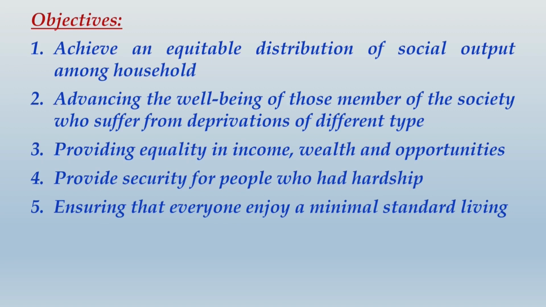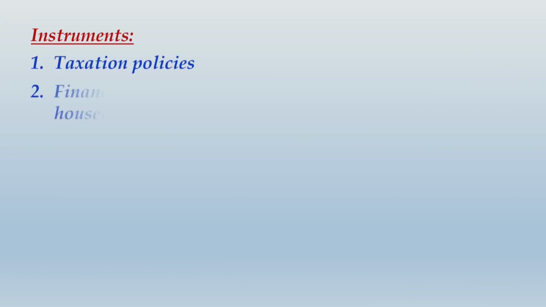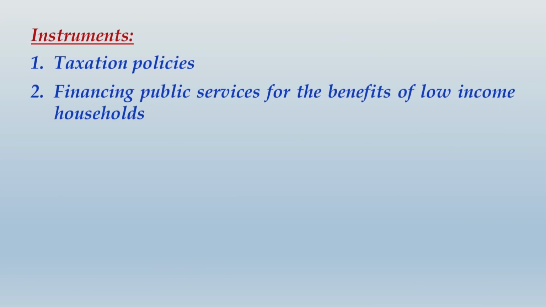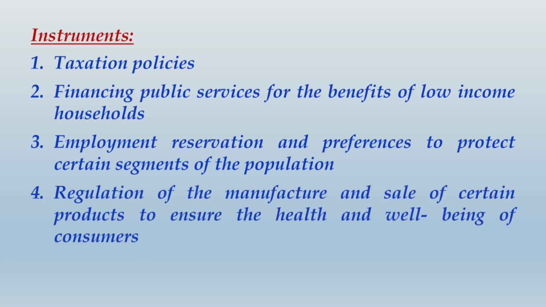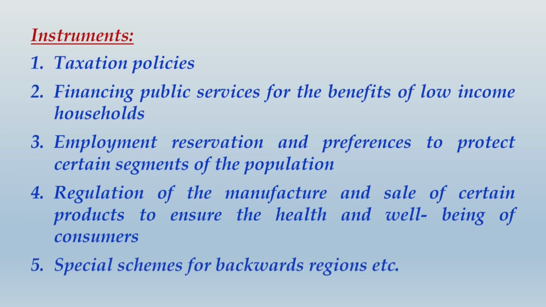Alright friends, let us move ahead and continue writing further. Instruments for achieving this objective could be taxation policies, financing public services for the benefit of low income households, employment reservations and preferences to protect certain segments of population, regulation of the manufacture and sale of certain products to ensure health and well-being of consumers, special schemes for backward regions, etc. So please write up this whole thing and then we move ahead.